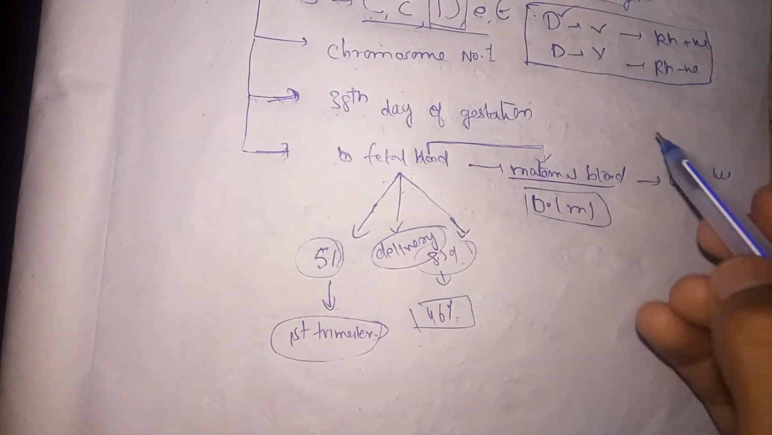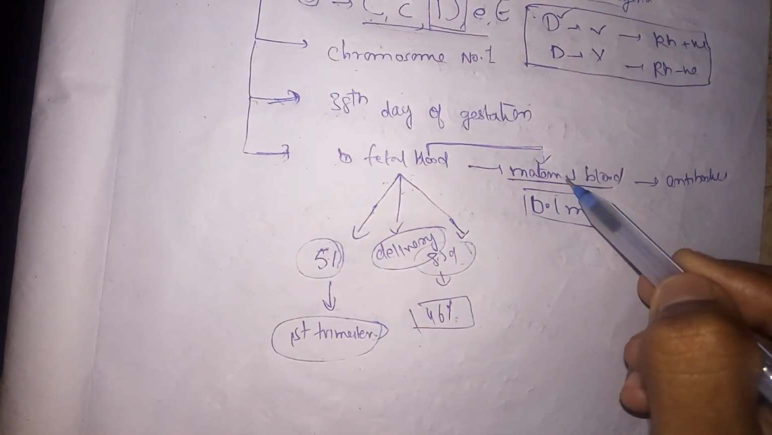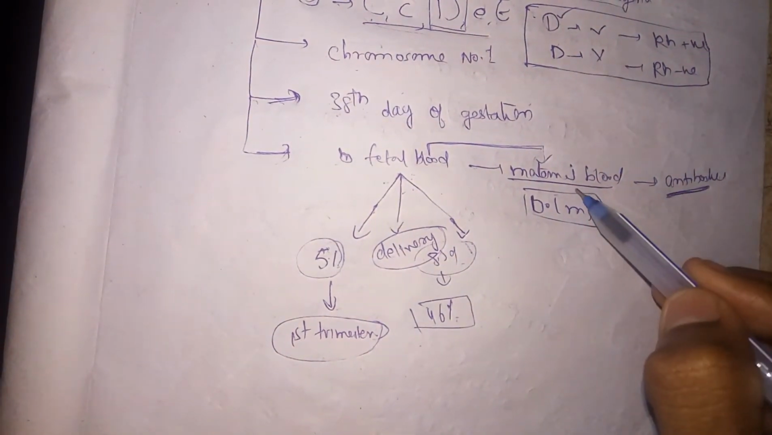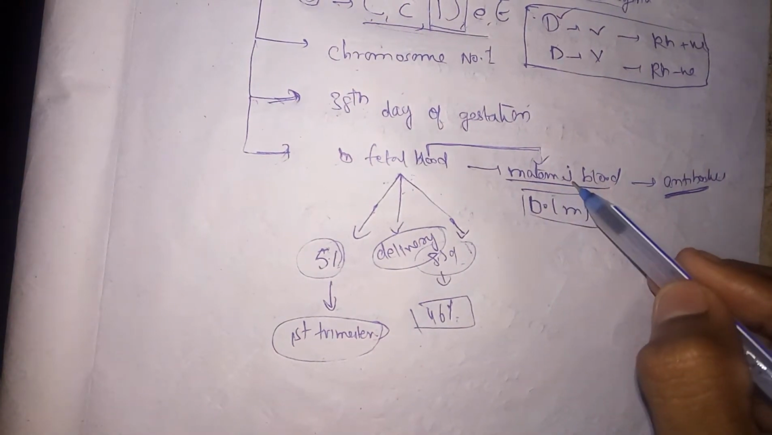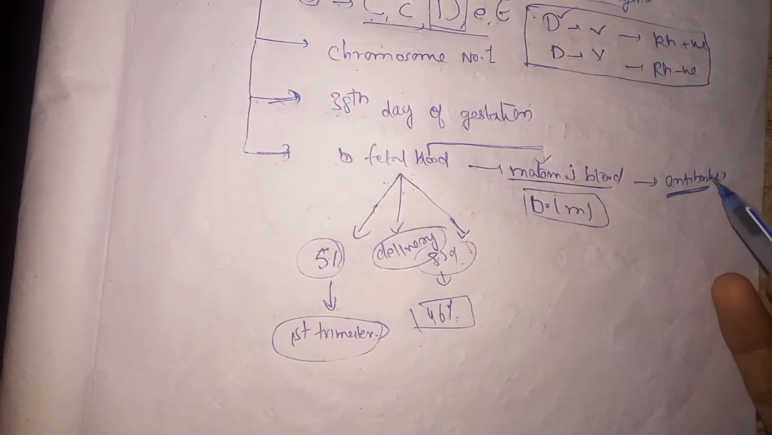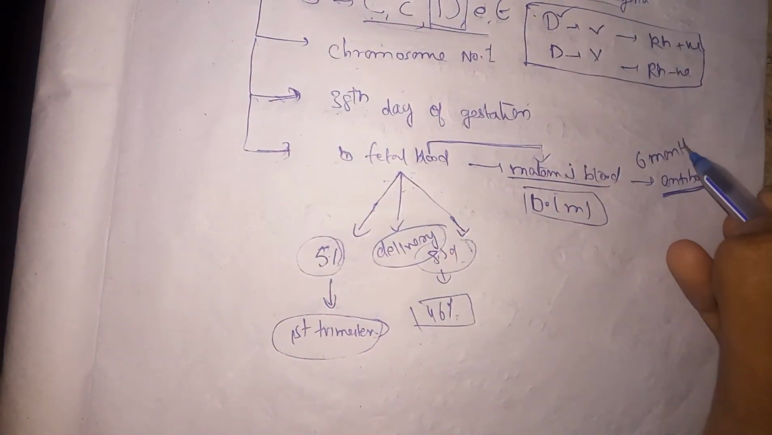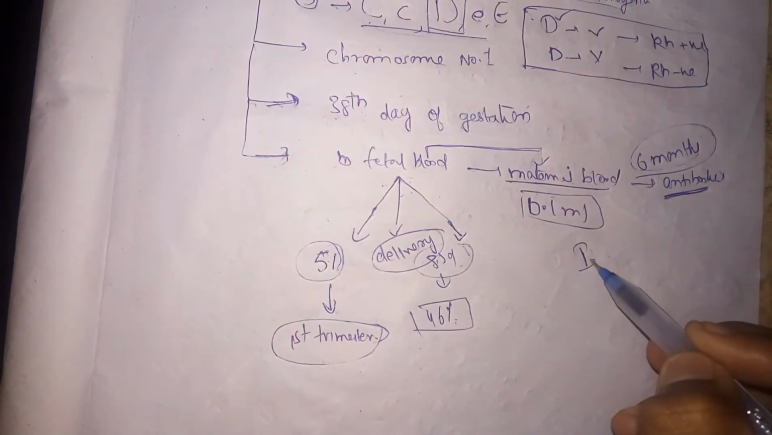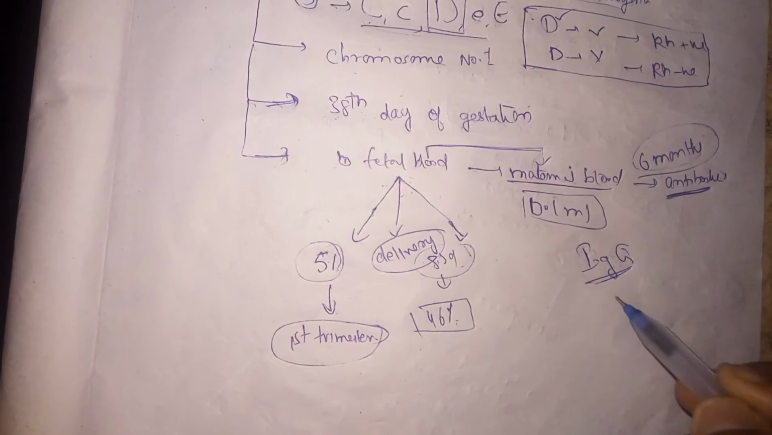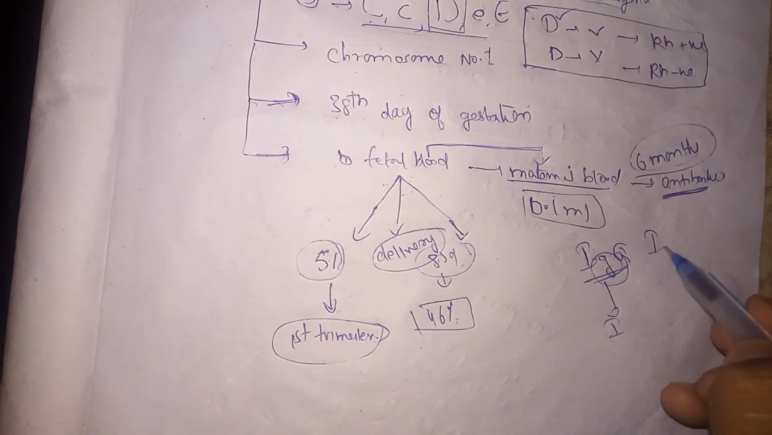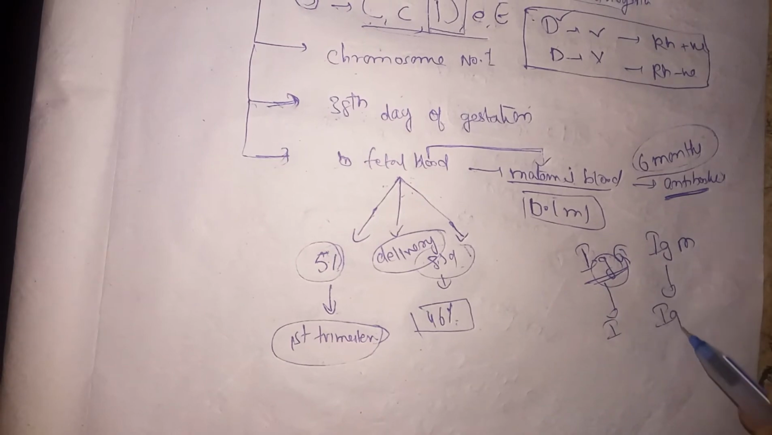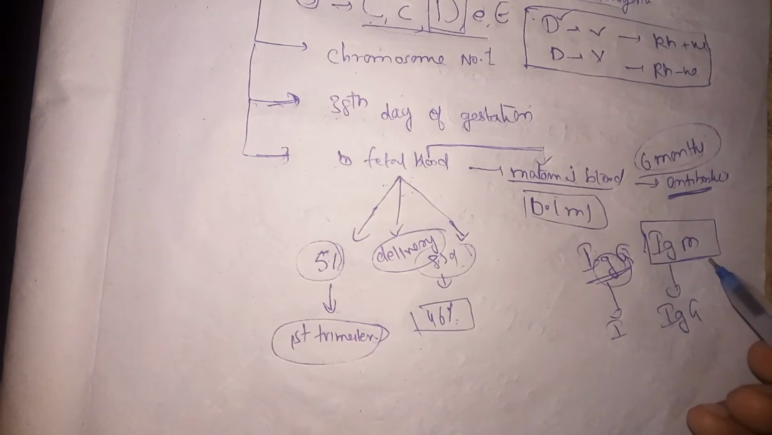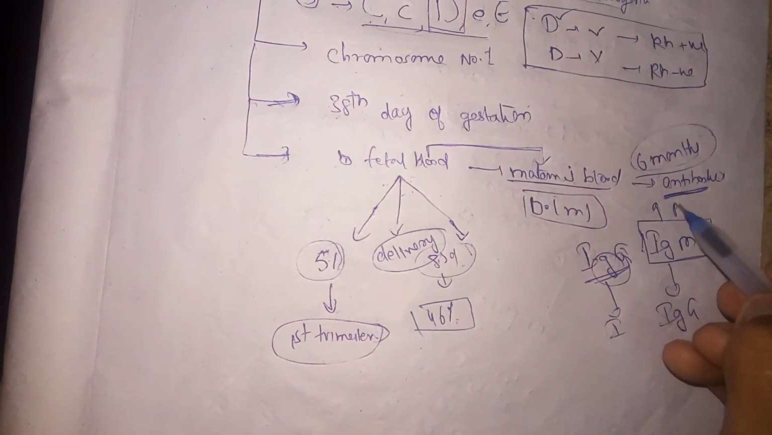The time gap between the entry of fetal blood into maternal blood and antibody formation is 6 months. As all of us know, the first antibody formed is IgM, and after that IgG antibodies will form. These IgM antibodies formed in maternal circulation will not cross the placenta.